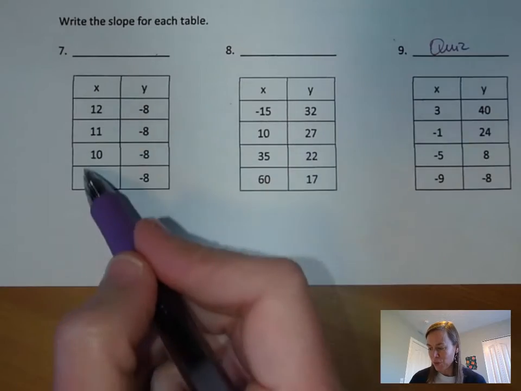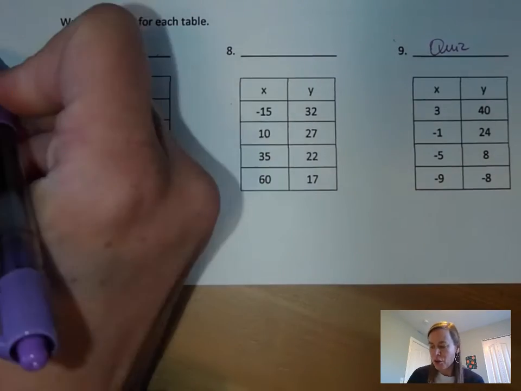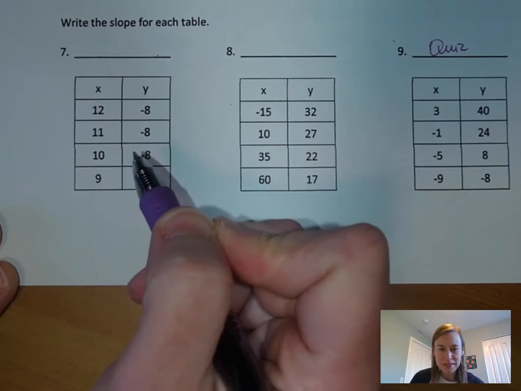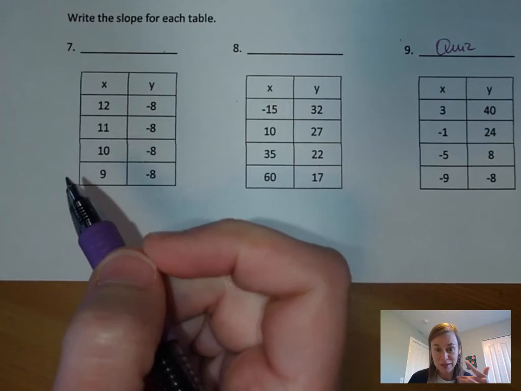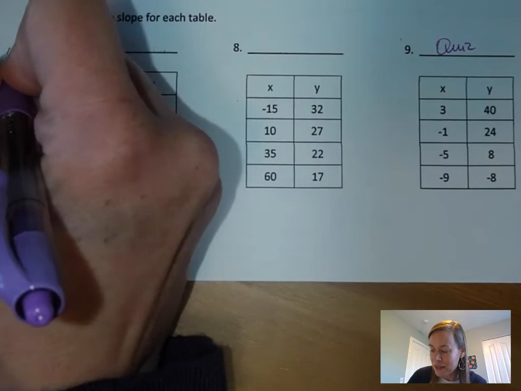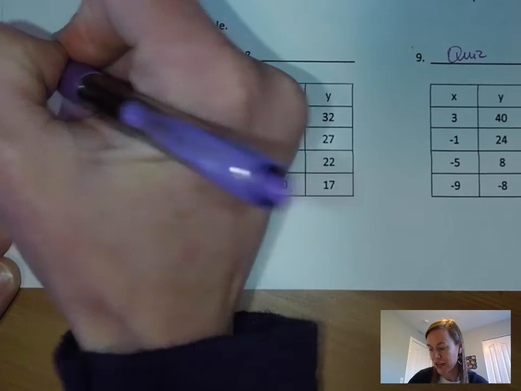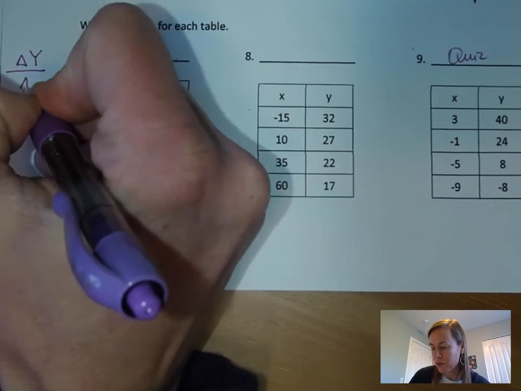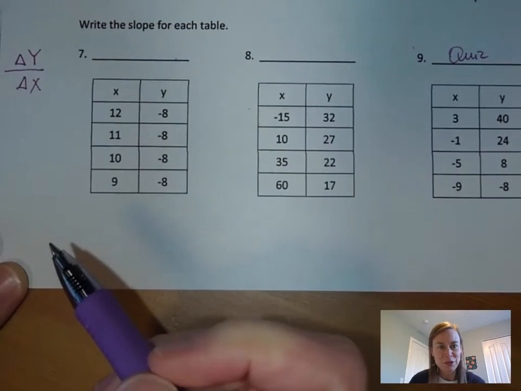Okay, so we have these XY tables and we're trying to find the slope. So as you know, slope is rise over run, but when we're going from a table, sometimes it's nice to think of it as the change in Y over the change in X. And when I say change in Y, I'm going to use this nifty little triangle, which represents change. So change in Y over the change in X. Okay, let me show you how to do that.